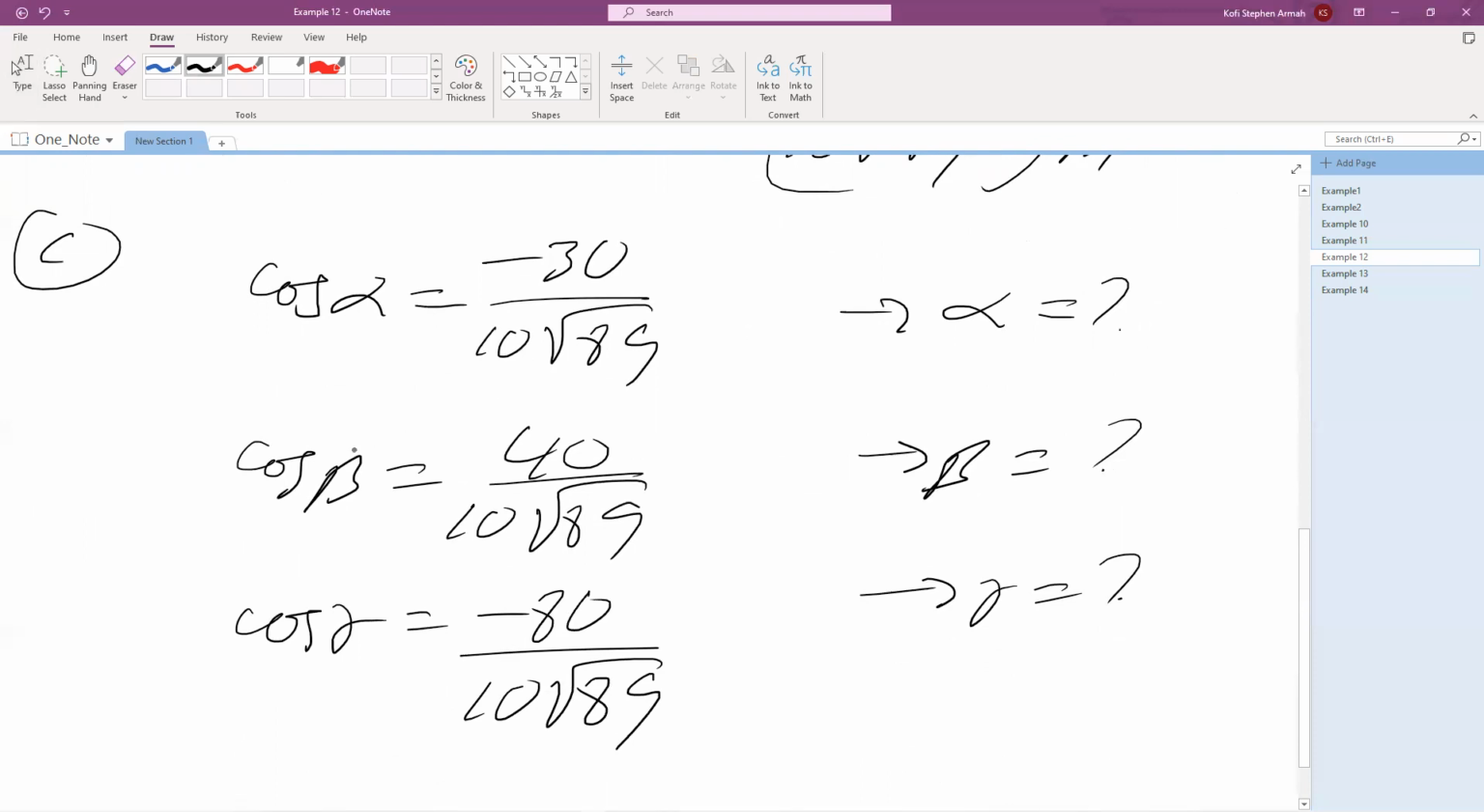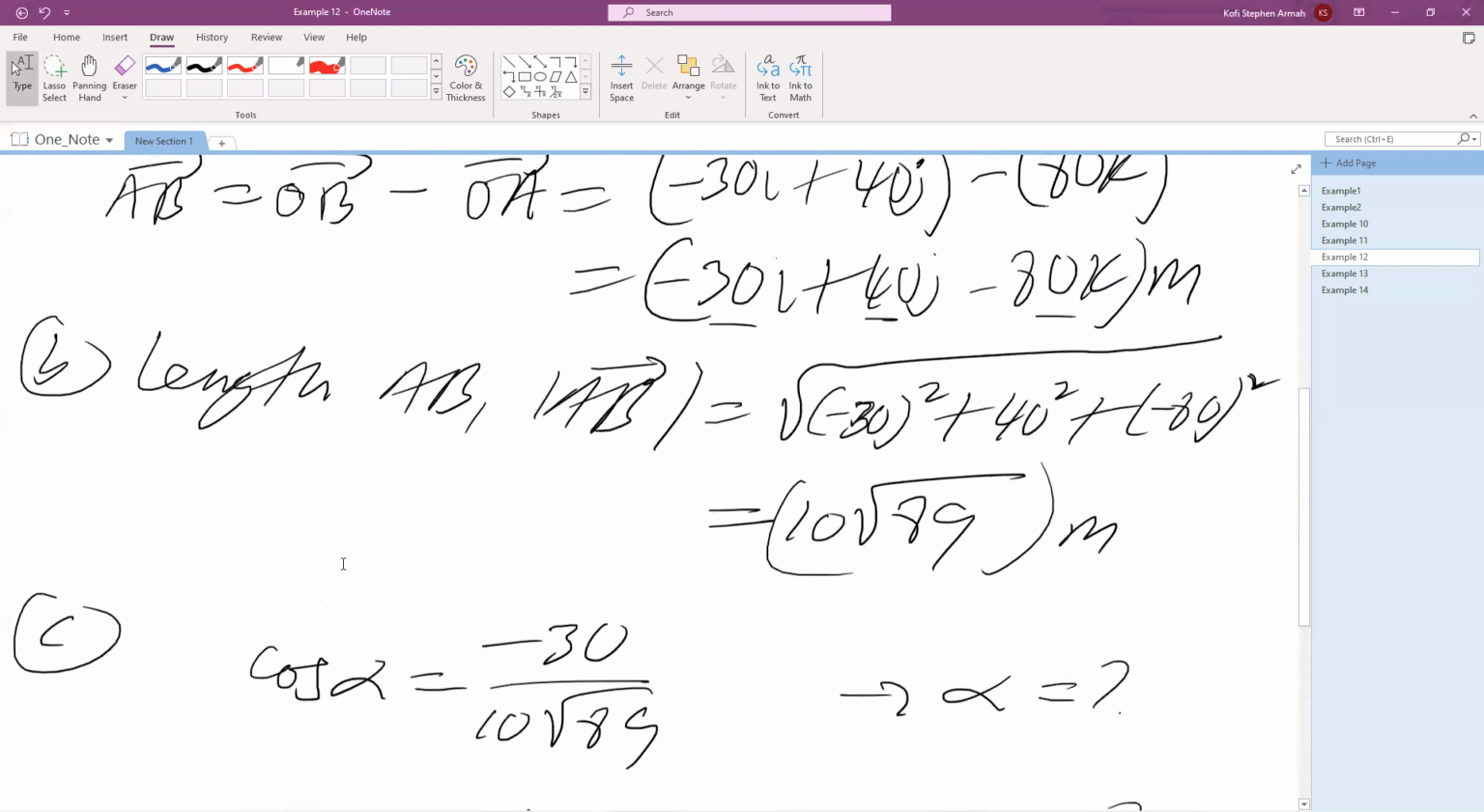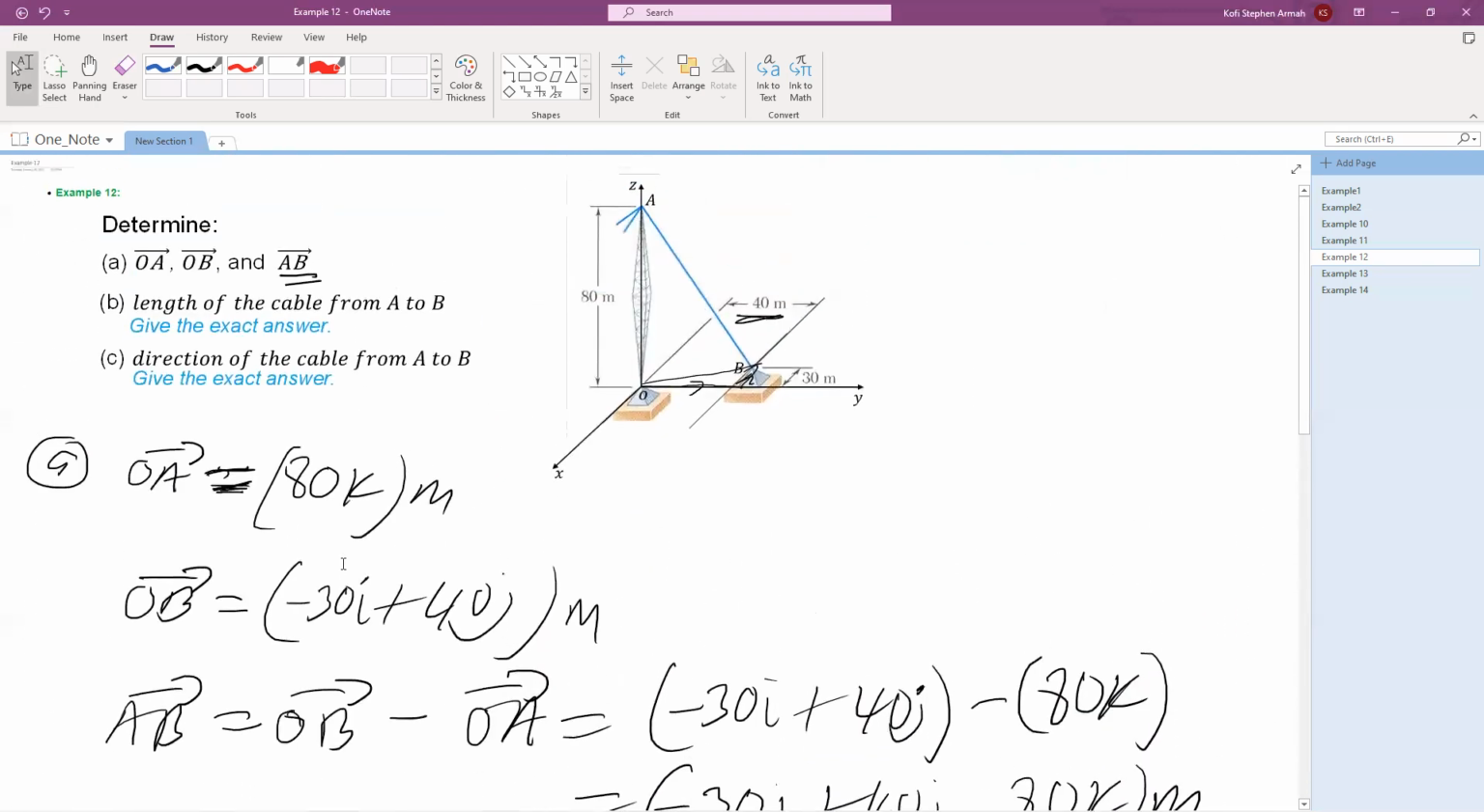The direction cosines are cosine alpha, cosine beta, and cosine gamma. In some places you like to also work out alpha and beta, the angles themselves. So that is with respect to this question. We've done that. Now I'm going to look at the same question in example 13.